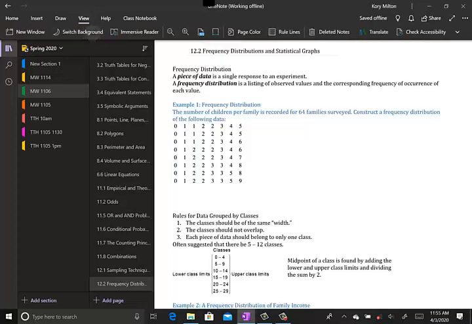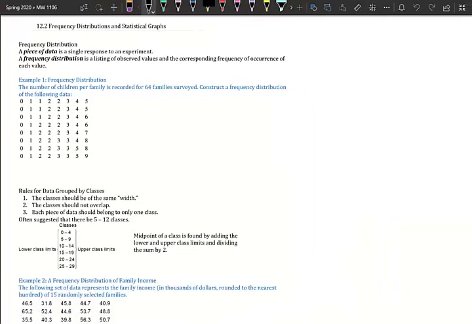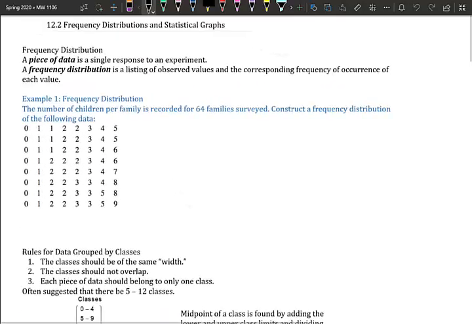Alright, so what we're going to do today, you might remember from like 7th grade, but still, some of you might remember it. My younger people might remember it. I don't remember learning this in school, but it's very applicable for stats. So frequency distribution and statistical graphs.